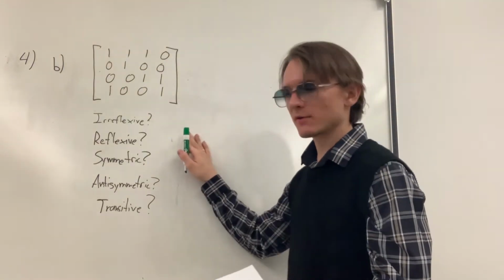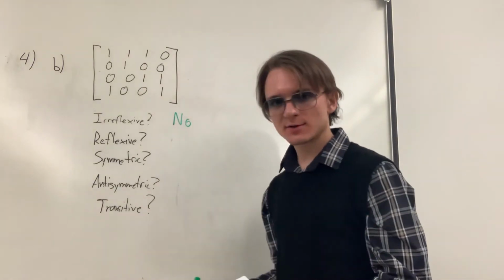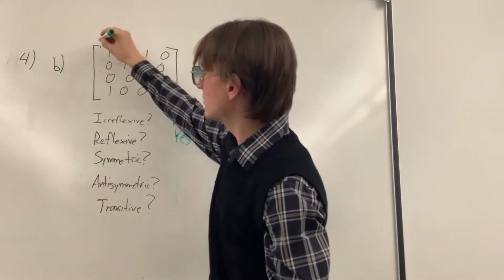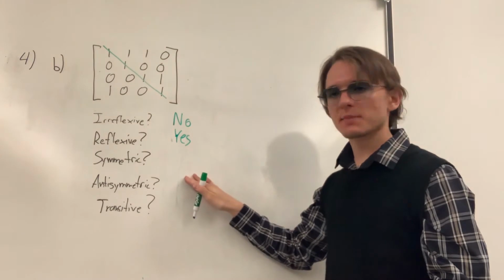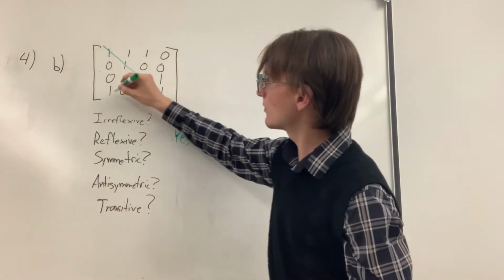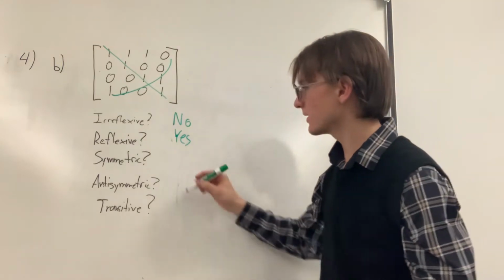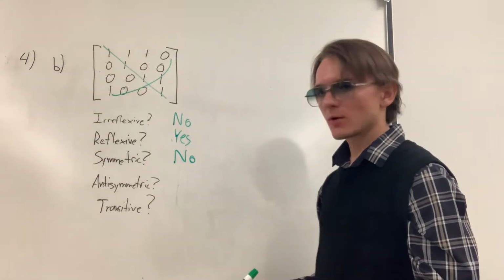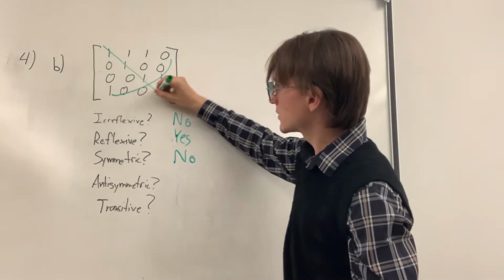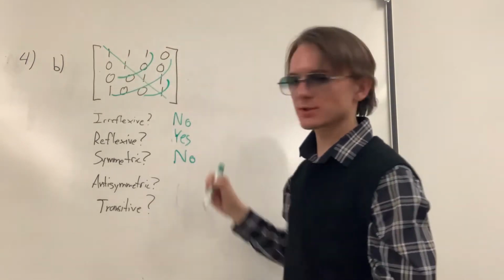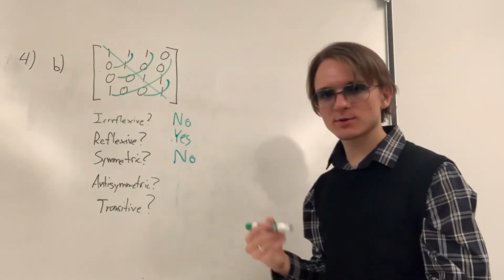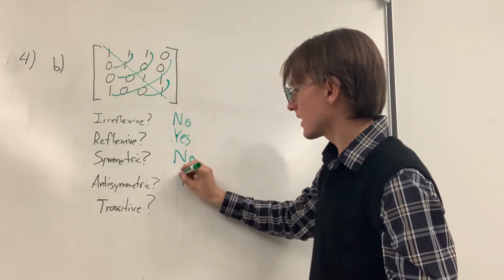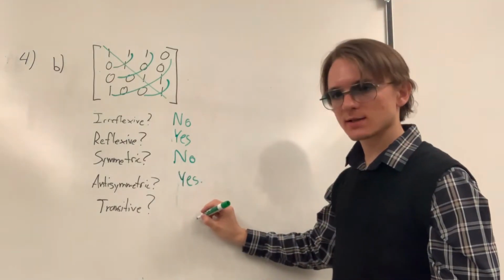4b now, is it irreflexive? No, not a single diagonal is 0. Is it reflexive? Yes, all of the diagonals are 1s. Is it symmetric? Well, no. For example, this 1 corresponds to a 0 above. It's not mirrored on the diagonal, so it's not symmetric. Is it anti-symmetric? Well, this 1 corresponds to a 0, this 1 corresponds to a 0, this 1 corresponds to a 0, and finally, this 1 corresponds to a 0 as well. So it's flipped on the diagonal, it's reversed. Therefore, it is anti-symmetric. Is it transitive?